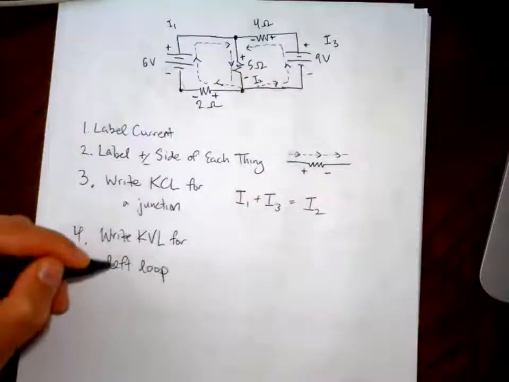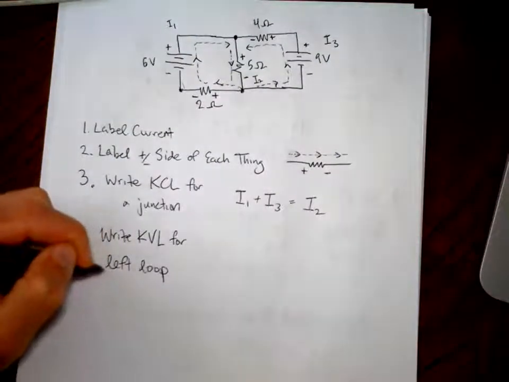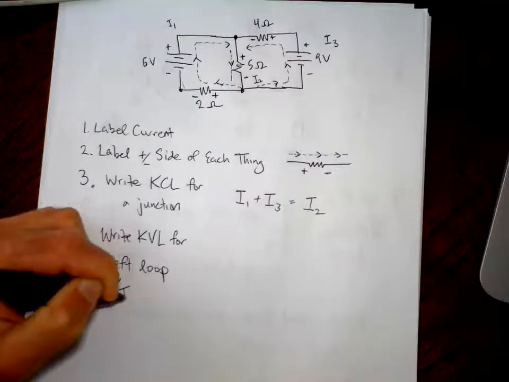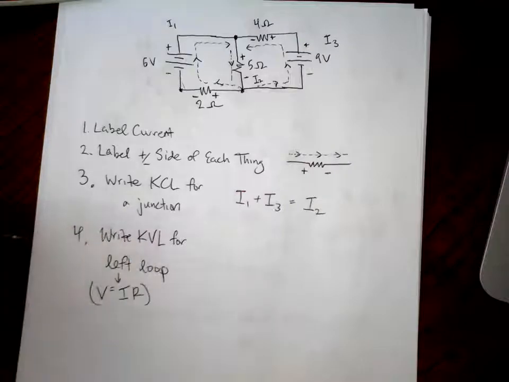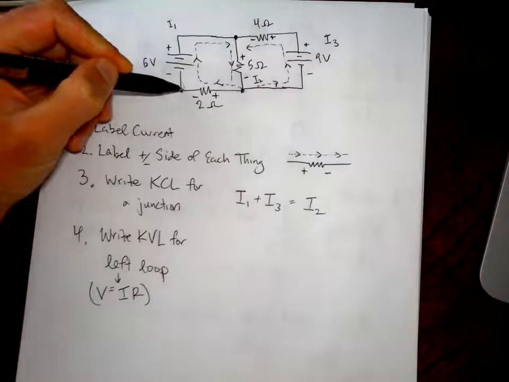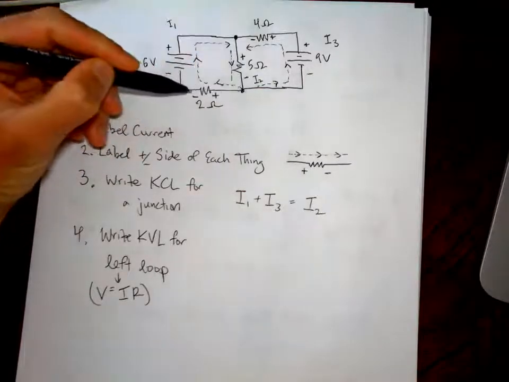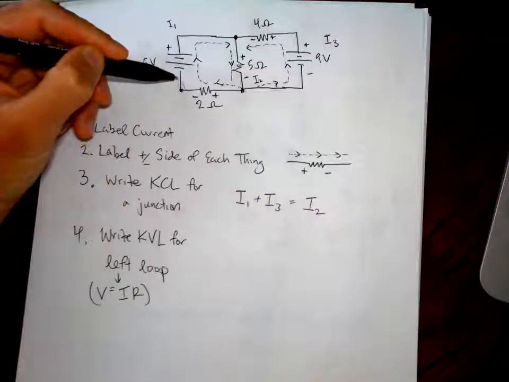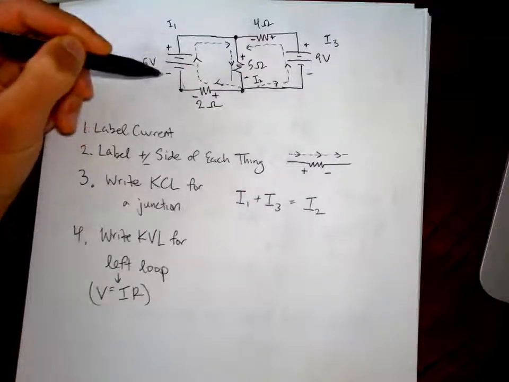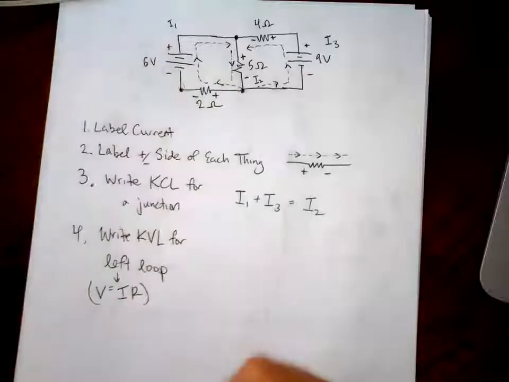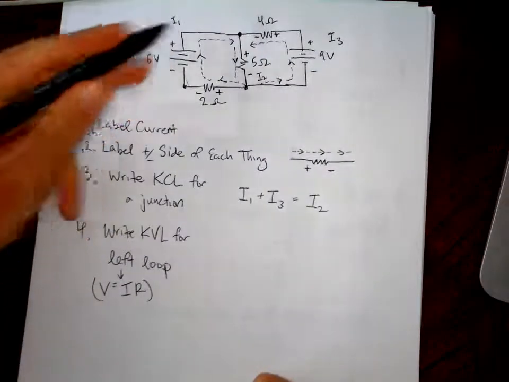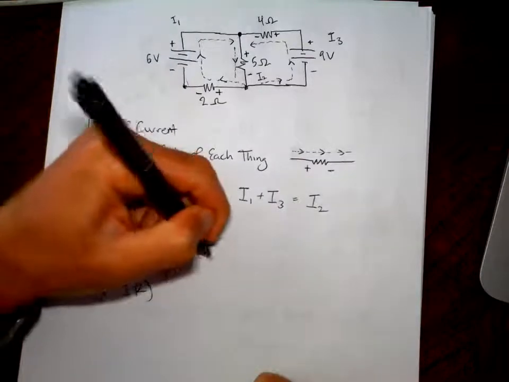And when I write Kirchhoff's voltage law, you have to remember the voltage drop across a resistor is given by Ohm's law, V equals IR. So I'm starting right here and going around the loop like this. The voltage change across the battery is 6 volts. Is it a rise or a drop? Well, I went from negative to positive, so that is a rise of 6 volts. So I have plus 6.